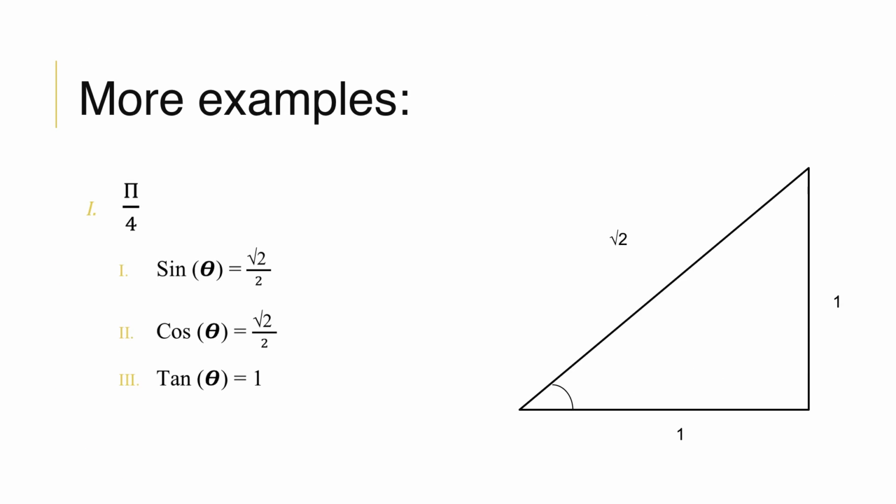For pi over 4, let's look through why these are what they are. For sine, it comes out to 1 over rad 2, but once you simplify it, which needs to be done because radicals should not be in the denominator, it comes out to rad 2 over 2. And for cosine, it comes out to the same answer because it is also 1 over rad 2, which is rad 2 over 2. And the tangent is shown as 1.